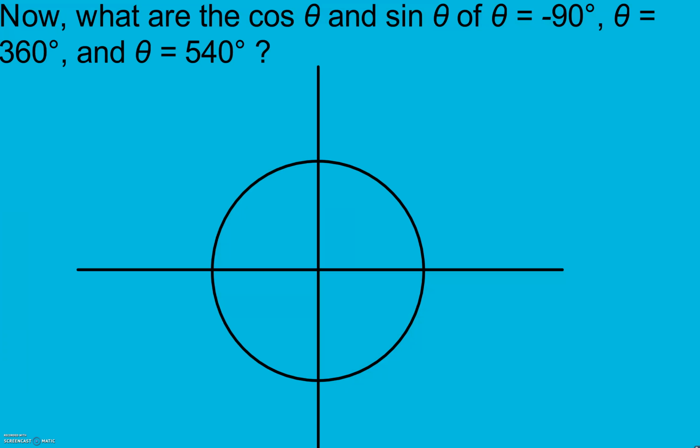Same idea here. Cosine of negative 90 degrees is our x value if we go backwards 90 degrees. So we're talking about this point right here. Our x value is 0. Sine of negative 90 degrees is our y value, and our y value is negative 1. Remember, every point here is 1 away. The hypotenuse is always 1.